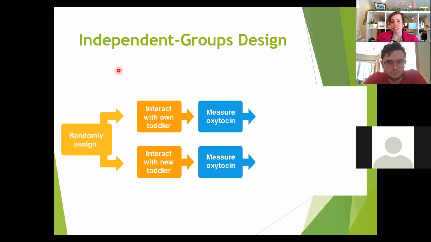In an independent group design, right? If it's totally different groups of mothers, then you would have them randomly assigned to one group or the other, and you interact with your own toddler, measure oxytocin, versus interact with a new toddler, measure oxytocin. It's not a repeated measure, you're just comparing the groups. Inherently with this, there are some flaws, right? Because now you're dealing with totally different participants and different conditions, own toddler versus new toddler. So it's going to be a little harder to feel super confident that the effect you're seeing is because of that.